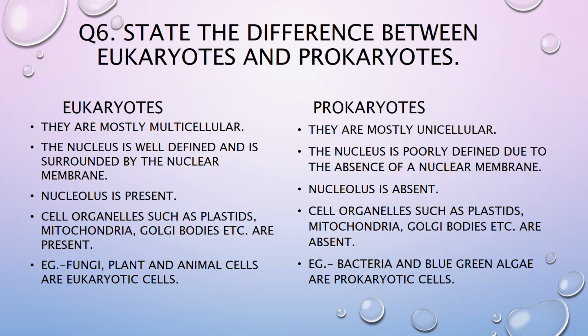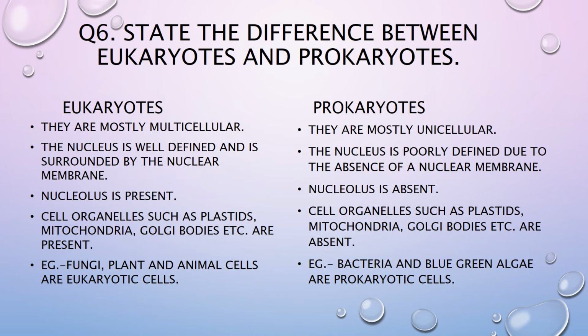Question number 6 is state the difference between eukaryotes and prokaryotes. Eukaryotes are mostly multicellular. Prokaryotes are mostly unicellular. In eukaryotes, the nucleus is well defined and is surrounded by the nuclear membrane, whereas in prokaryotes, the nucleus is poorly defined due to the absence of a nuclear membrane. In eukaryotes, nucleolus is present, whereas in prokaryotes, nucleolus is absent.